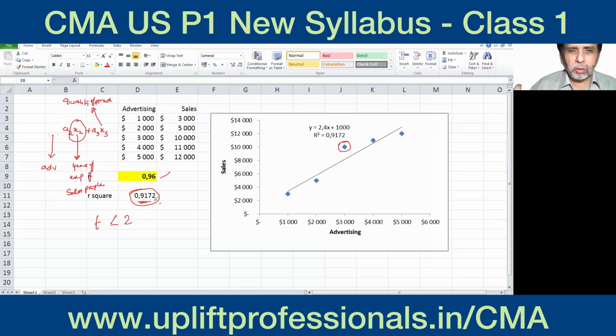You don't have to know how to calculate T. They will give you in the exam that it has a T value of such a thing. Is it a good variable to be included in the multiple regression equation? They will ask you that way.